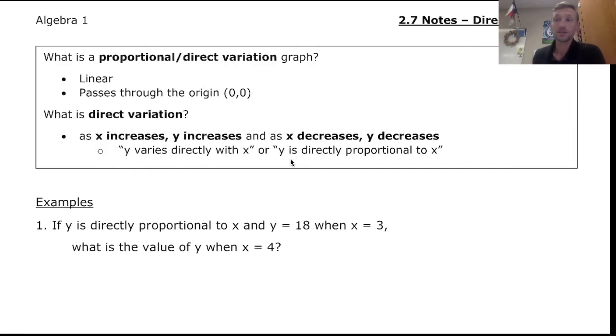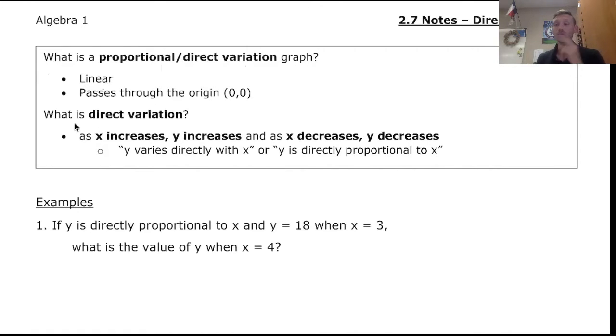This is the 2.7 notes video about direct variation. So the first thing about direct variation is if something is proportional or there is direct variation as a graph, it will be linear and it will pass through the origin, 0, 0.